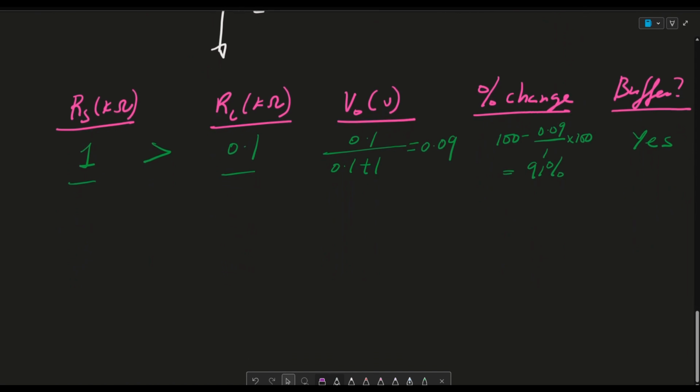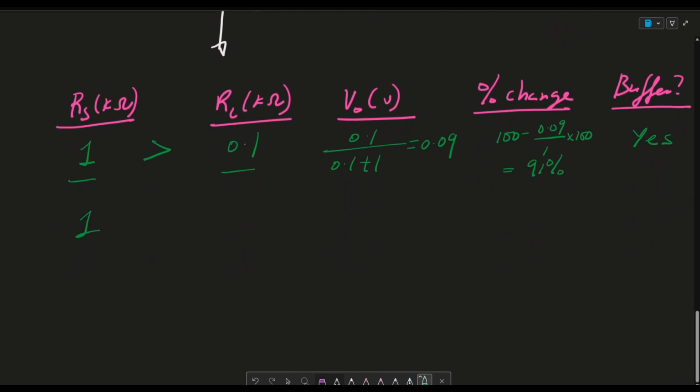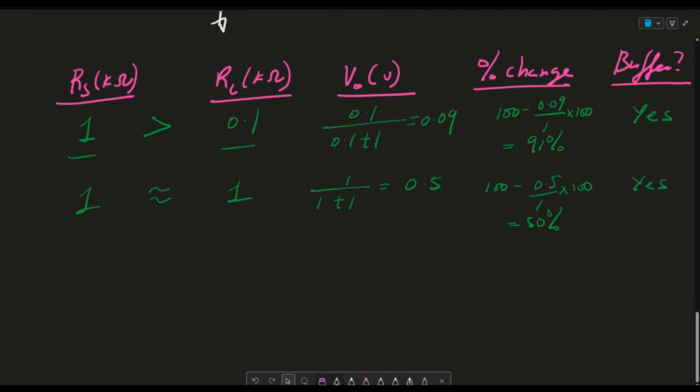So the next situation is, imagine if RS is 1 and RL is 1. So they're equal to each other. This would be 1 over 1 plus 1, which would be 0.5. And then the percent change would be 100 minus 0.5 over 1 times 100. This gives you around 50%. So you're still losing half your signal. So if you could guess correctly, you would still need a buffer.